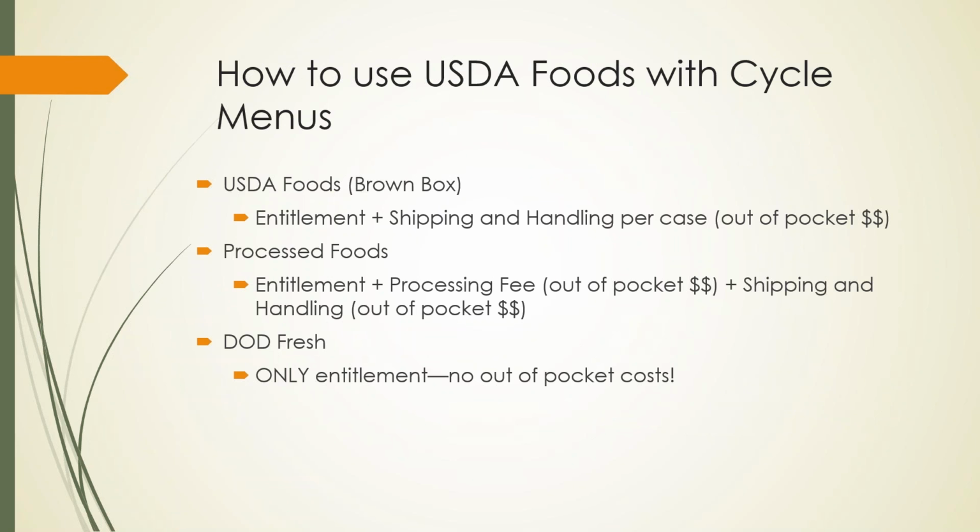So just looking at some food costs again from our last webinar and utilizing those in a cycle menu, the USDA Foods would simply be that entitlement dollar being used up. And there's a small charge for shipping and handling per case, which is an out-of-pocket cost. Your processed foods utilizes those entitlement dollars. You will be charged a small processing fee, which is an out-of-pocket funding, and shipping and handling, again, out-of-pocket costs. And the DoD Fresh is entitlement only, so you're just drawing down those entitlement dollars and there's no out-of-pocket cost to you.